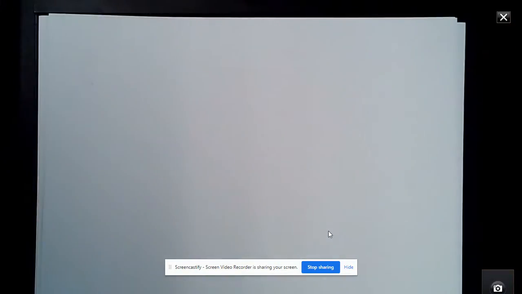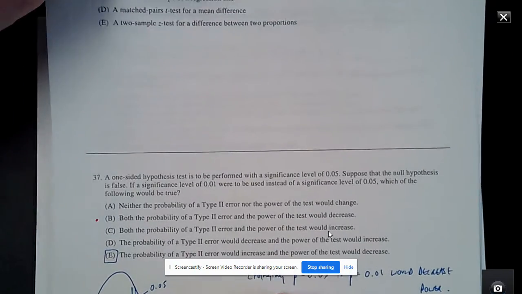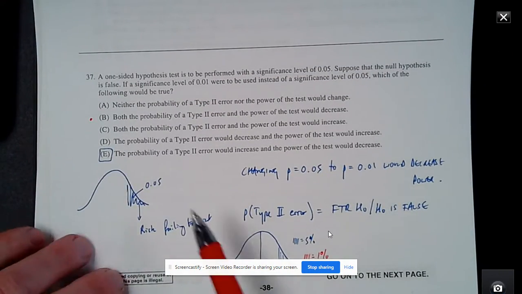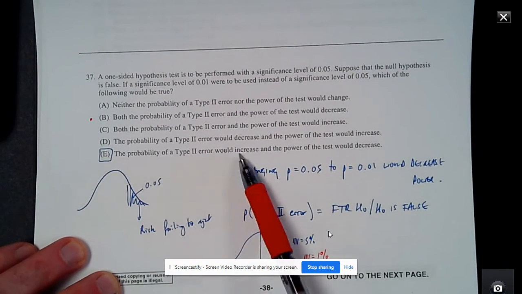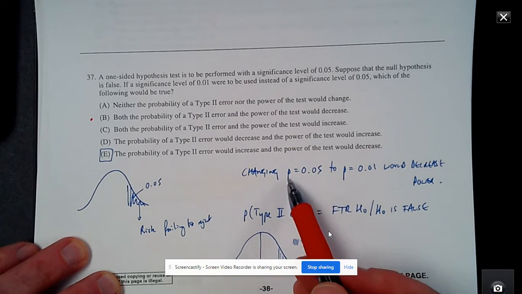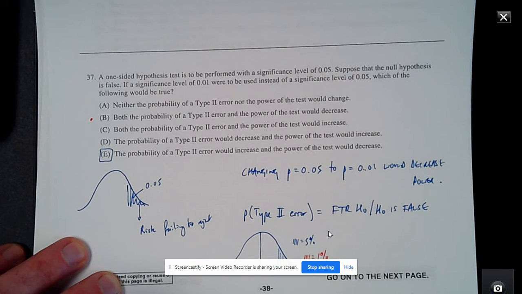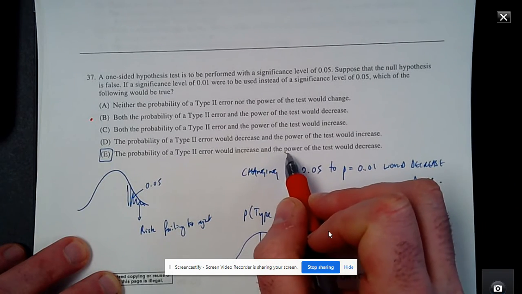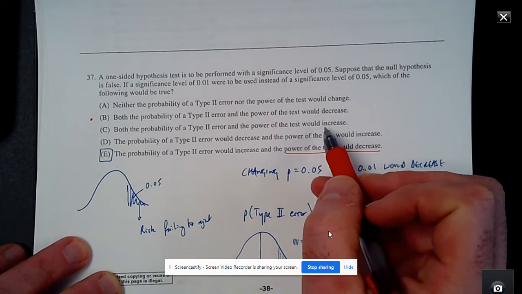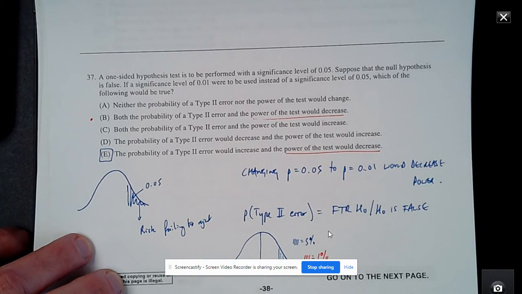All right, and then the final one, and we talked a little bit about this the other day, number 37. I don't think I offered the best explanation, so I'll try again. So the answer is going to be E. We know that the power of the test would decrease. So whenever you change the p-value to a lower p-value, that decreases the power of the test. So therefore it's going to be ones where the power of the test is decreasing. So that's going to be this one, and it's also going to be that one right there.